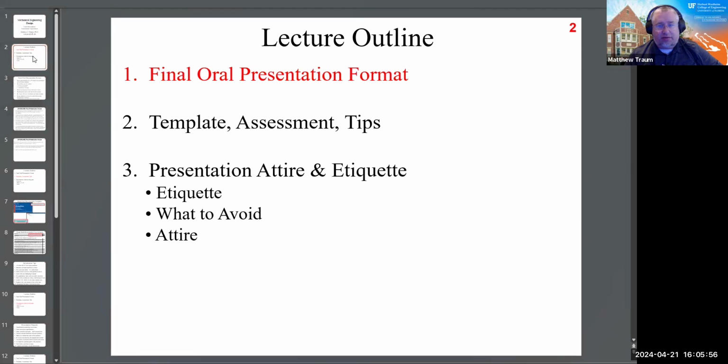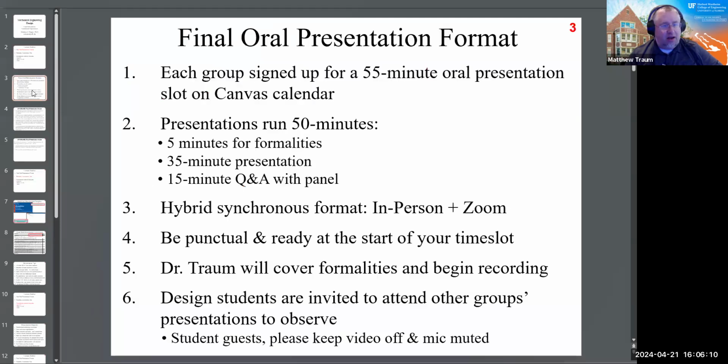We're going to talk about three big subjects. First is the presentation format. Then we're going to talk about templates you can use, how you'll be assessed, and some tips for success, and then some presentation etiquette and attire.